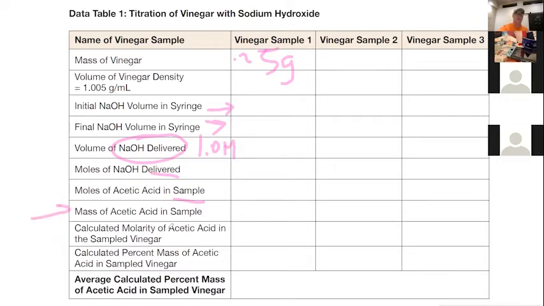Calculate what the mass of acetic acid is in your sample based on the 60.06 grams per mole. Figure out what the molarity is based on the concentration, and then calculate the percent mass. And so your average of the 3 should be around 5%.